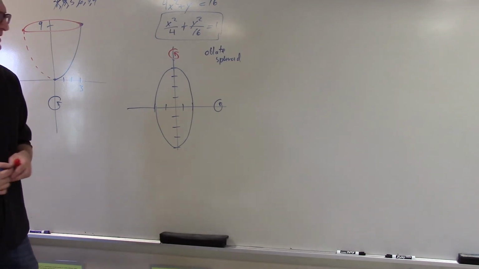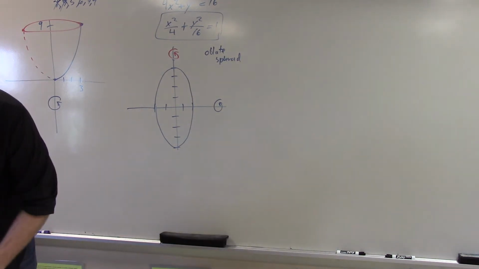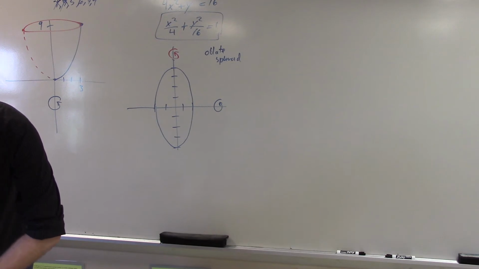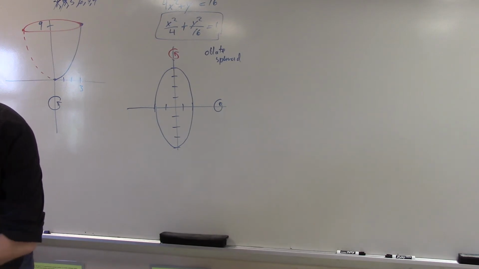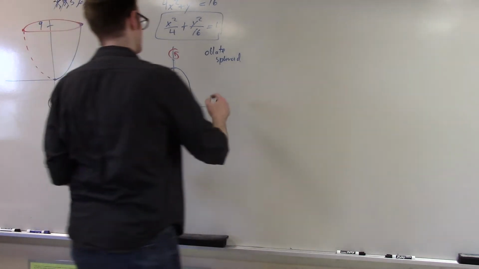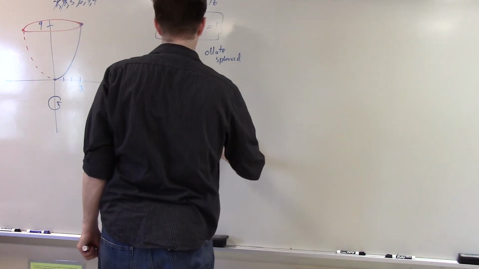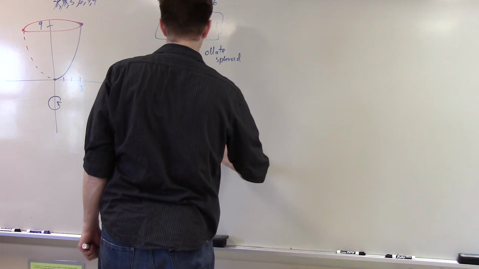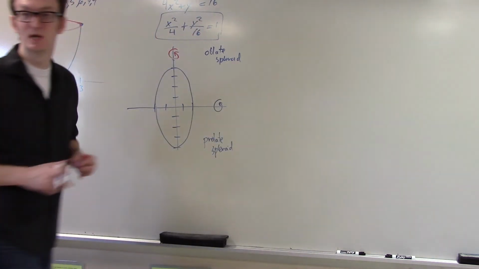I've been teaching this class for 8 years, but I already forget how to do this. It has a different name. Oblate spheroid and a prolate spheroid, I think it's called. Prolate spheroid. Okay, cool. Yes?